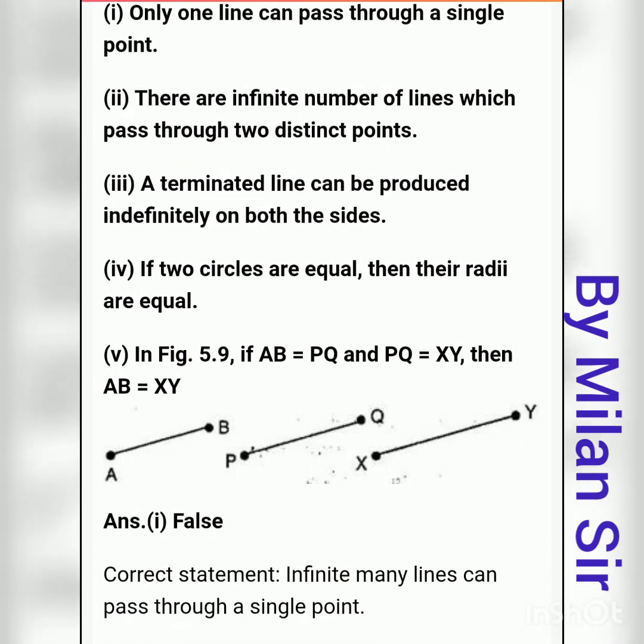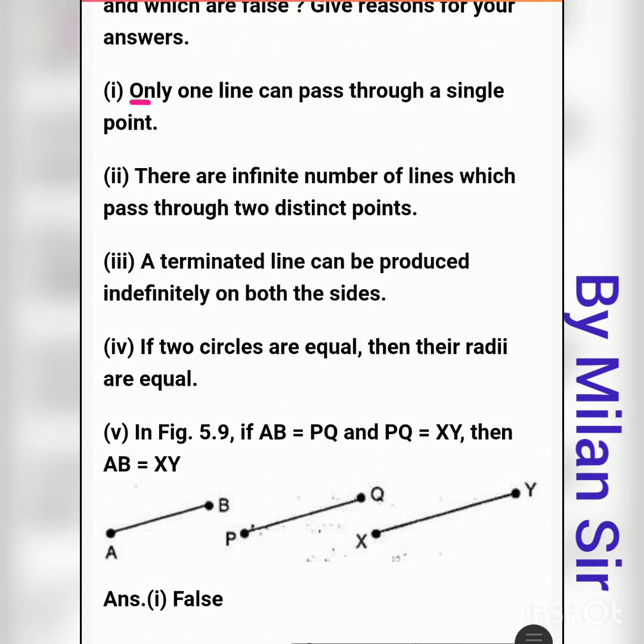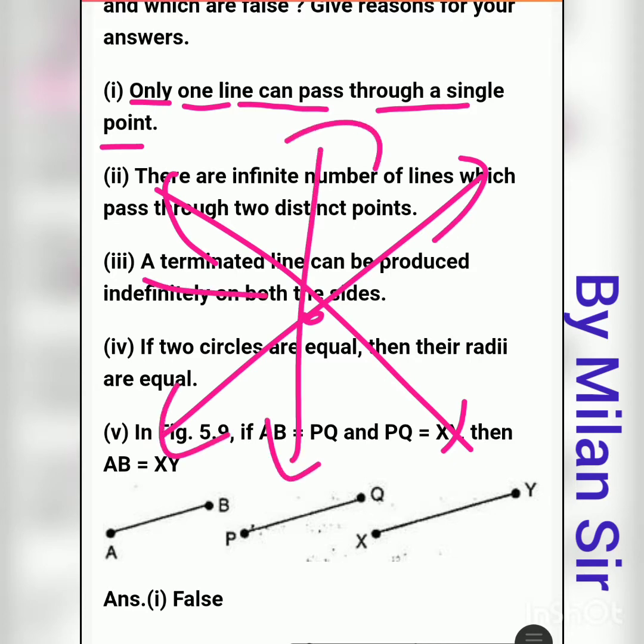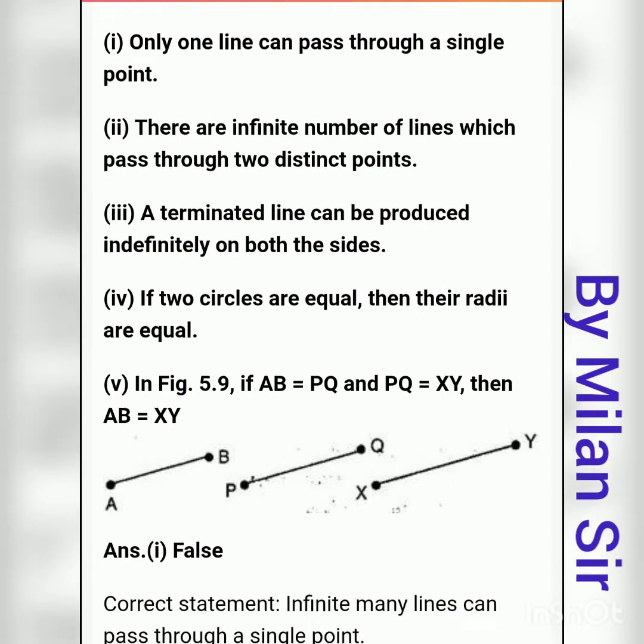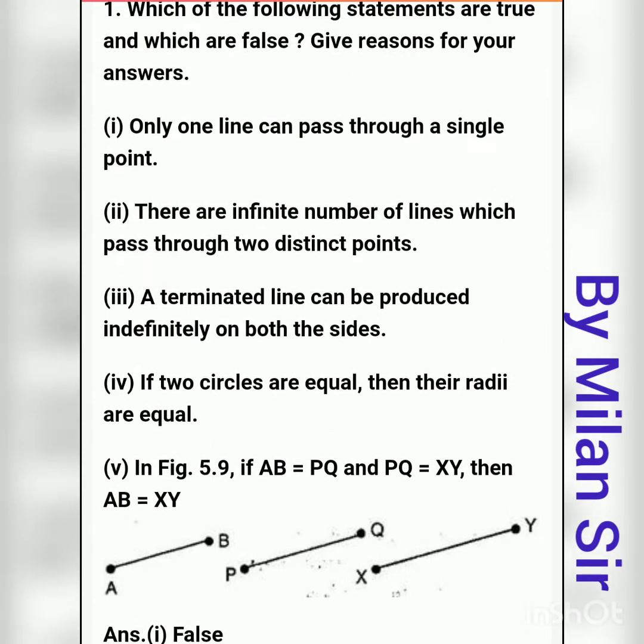So the first statement is: only one line can pass through a single point. This statement is false because from one point we can pass an infinite number of lines, right? Here it is written only one line, okay? We can pass an infinite number of lines through a single point. So that's why this statement is false.